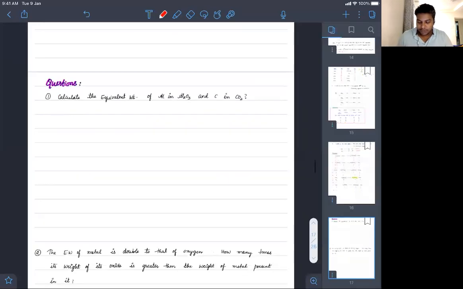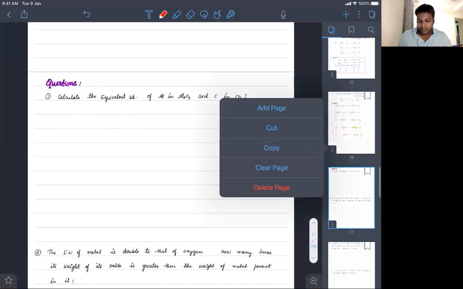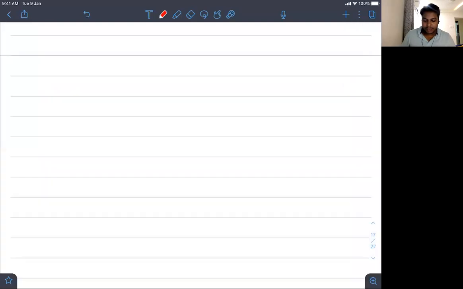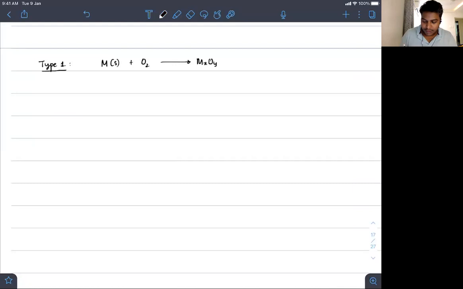Before jumping into the questions now, let me take you one basic idea about how to solve the questions related to this. You would be asked questions where you have some metal, first type, where there is some metal which is reacting with oxygen to form some metal oxide. You have to find out what is the equivalent weight of metal. This is a typical question.